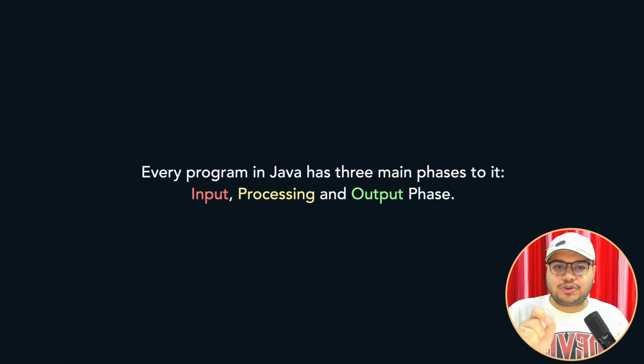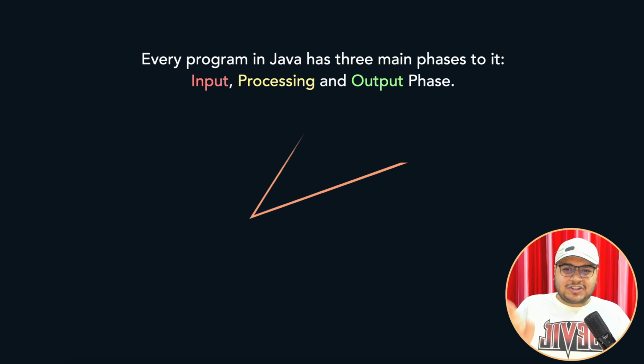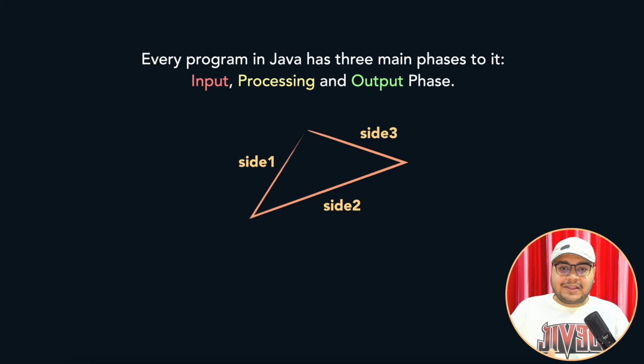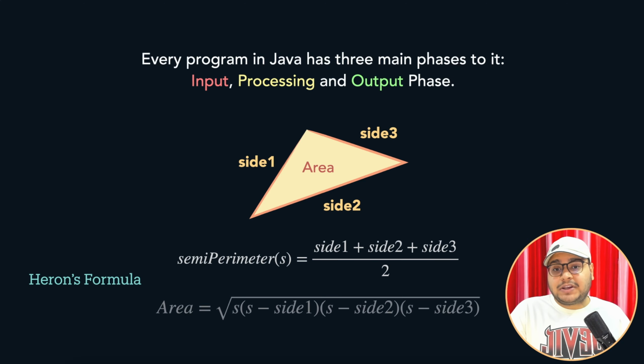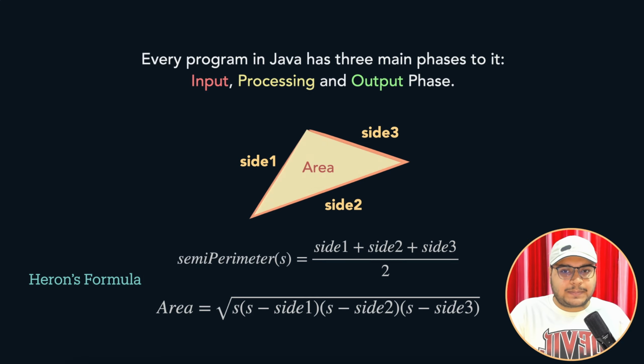Pay close attention to the details over here because we will build on top of this for the future sections of this video. Imagine that we have a triangle and the length of its three sides are given as side 1, side 2 and side 3 respectively. Now let's say that you want to calculate the area of this triangle based on the sides. Mathematically, you can use Heron's formula, which you can see on the screen over here. But the real challenge is figuring out how to implement this programmatically in Java.